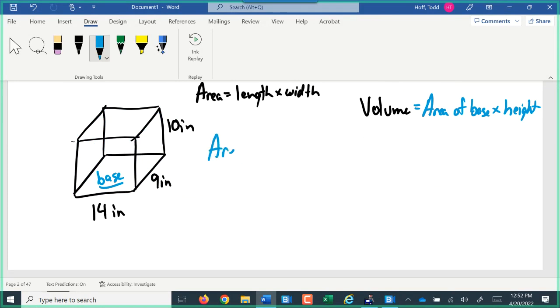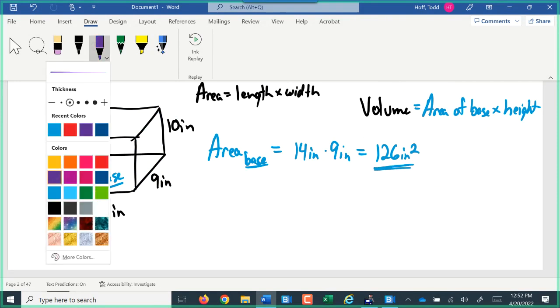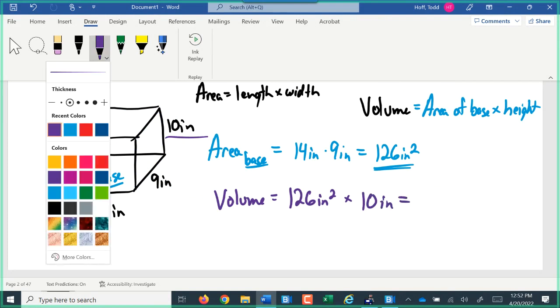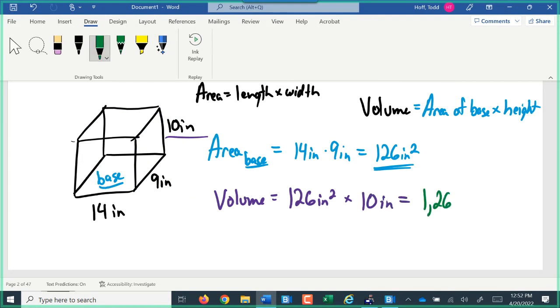So what's the area of my base? Area with the little subscript base means area of the base. How do I find the area of that? Length times width. 14 inches times 9 inches, giving us 126 inches squared. How do I find a volume from that? Area of my base, 126 inches squared, times my height of 10 inches. Well, 126 times 10 is pretty easy. 1,260. What's square inches times inches? Cubic inches. Inches cubed, or cubic inches.